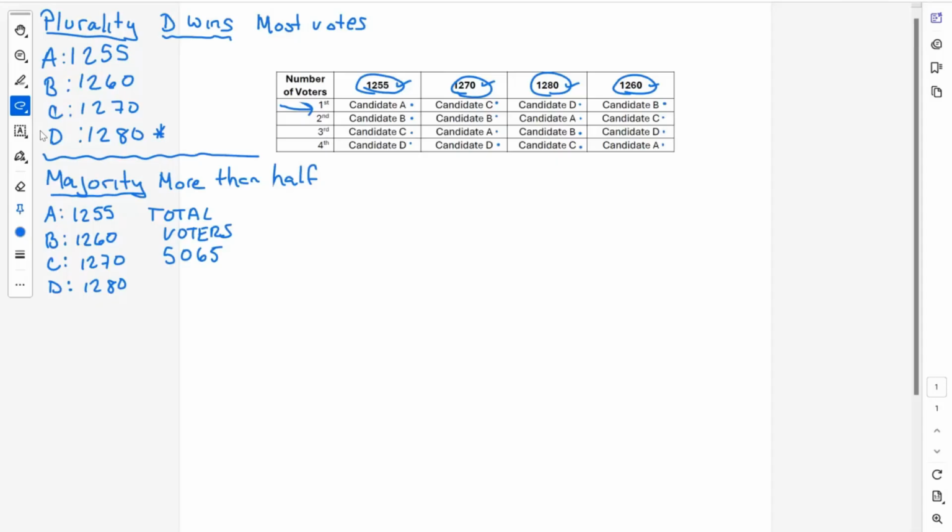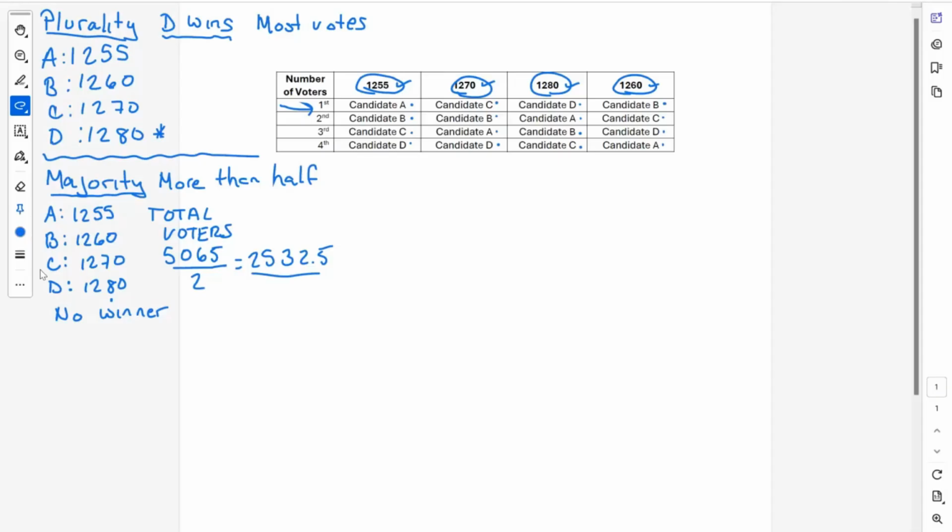If we want more than half, let's figure out what half of that is. So 5,065 divided by 2 gives us 2,532.5. So a candidate would need more than 2,532 votes in order to win. And what we see is that none of these candidates has more than 2,532 votes. So under majority, there is no winner. Okay, this is a problem with majority.